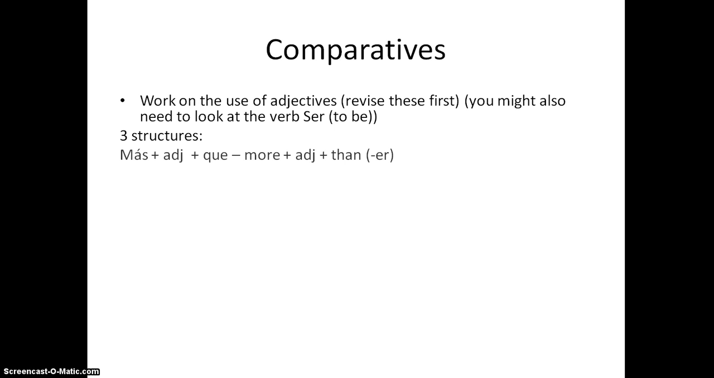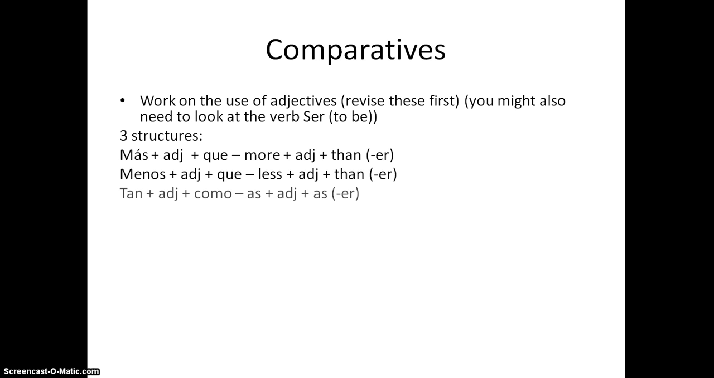We can use más plus an adjective plus que, which means more plus an adjective than. So we can have more big than, which would be bigger in English, but we could say more interesting than, which we wouldn't use in English. Then we have menos plus an adjective plus que, so it's less something, plus the adjective plus than. So less interesting than would be more boring. So it becomes the opposite meaning. I'll give you an example of that in a minute.